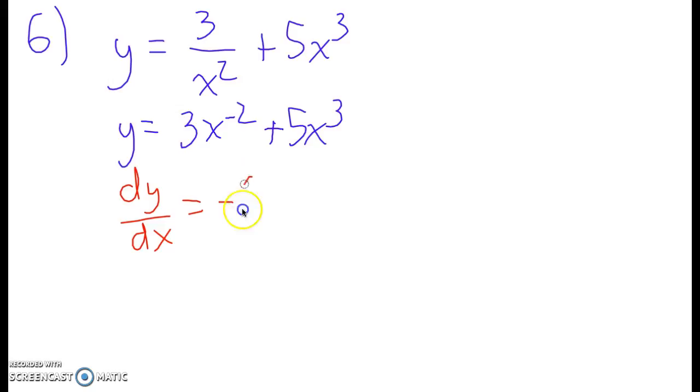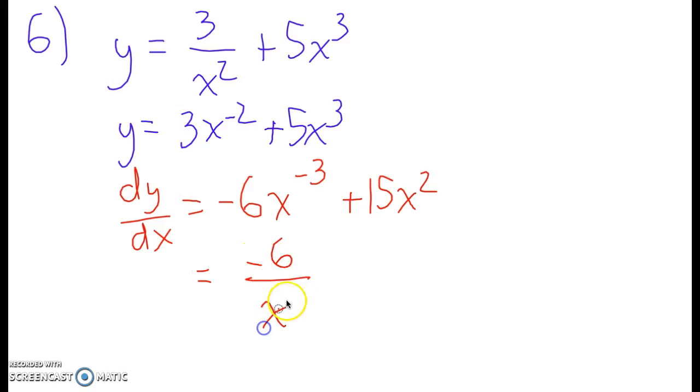3 times negative 2 gives me negative 6. And when I subtract 1, this doesn't go to negative 1 like some students often mistake. Negative 2 minus 1 is just negative 3. And then I can say plus 15x squared. Now, if the problem was originally given with x in the denominator like this, often the answer will be given with x in the denominator as well. So you might see this rewritten as negative 6 over x cubed, where the exponent is now positive, plus 15x squared.